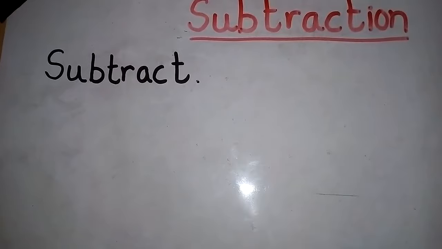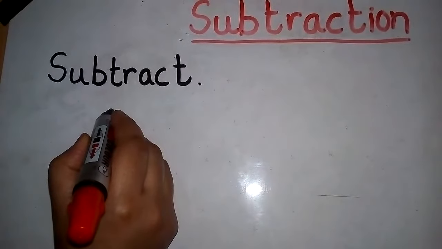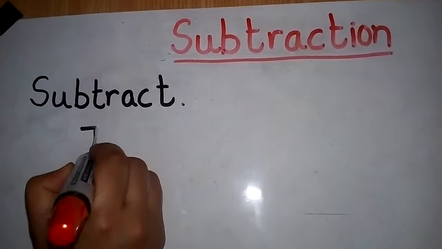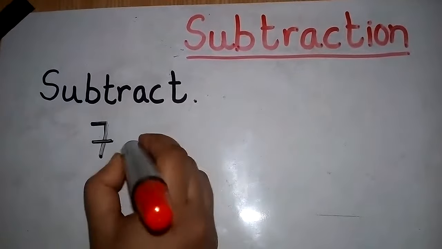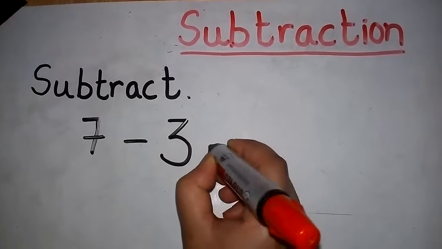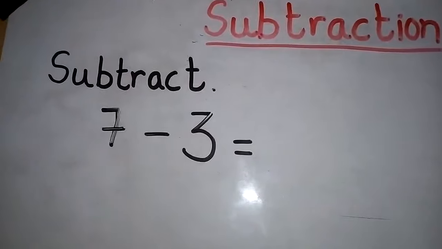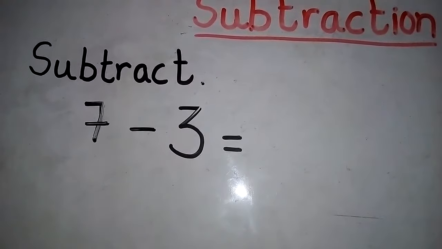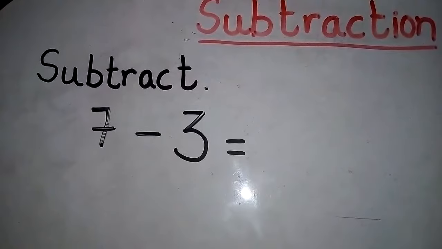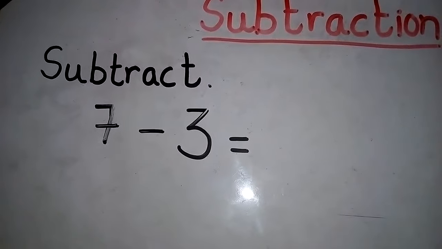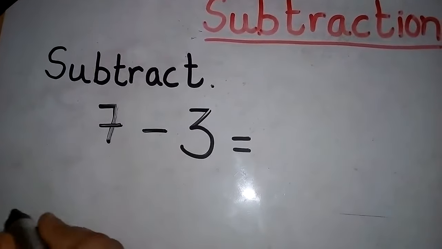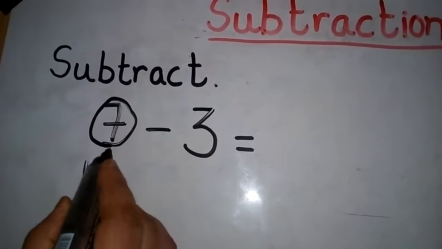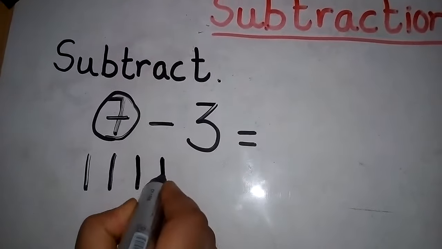Let's take one example, and the numbers are, for example, we are taking 7 minus 3. You can explain to your child again by using drawing different objects. For example, you can use different objects as well, but we are going to draw some shape. We can draw lines. The first number is 7, so let's draw 7 lines.